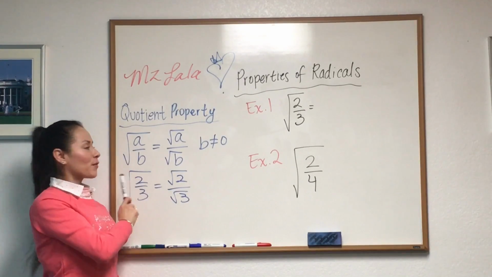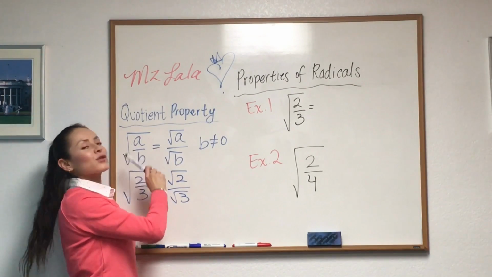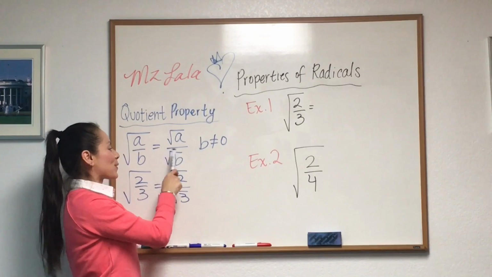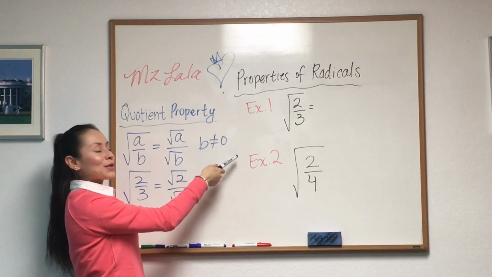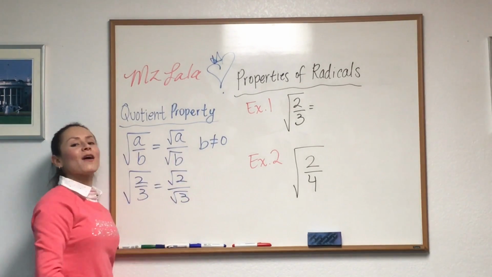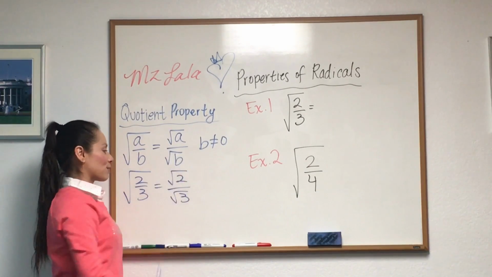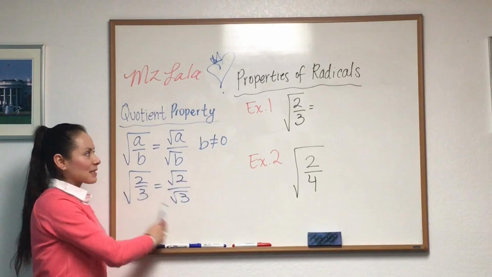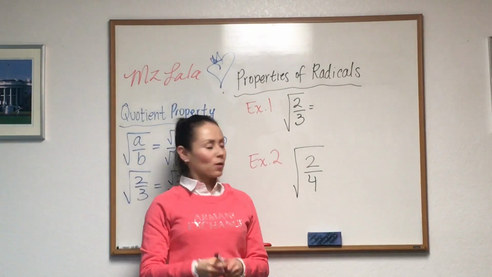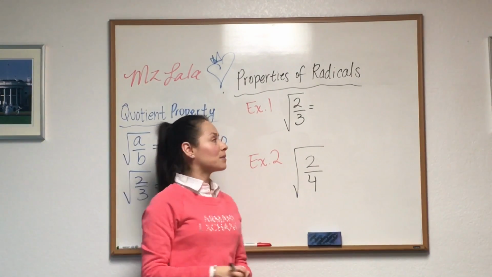The square root of a over b equals the same thing as the square root of a over the square root of b, where b cannot equal 0, because that means our denominator would be 0, which is undefined. So that's why b cannot equal 0. So I gave you guys this example, which I actually do want to work out with you guys and show you how to simplify this.